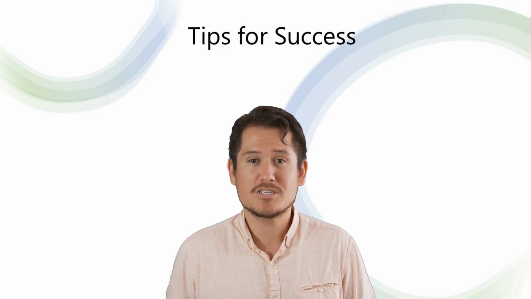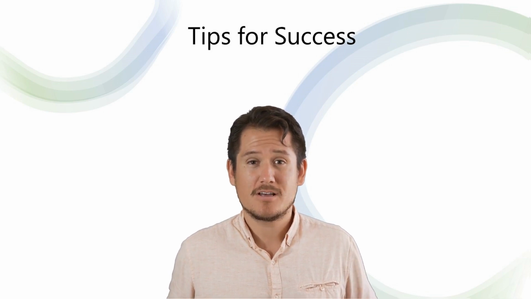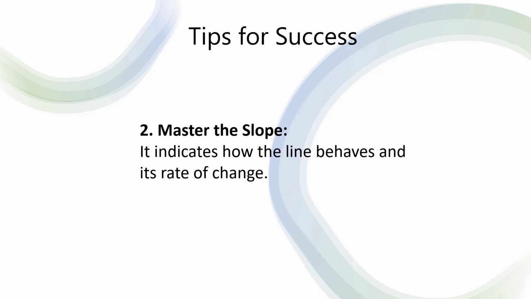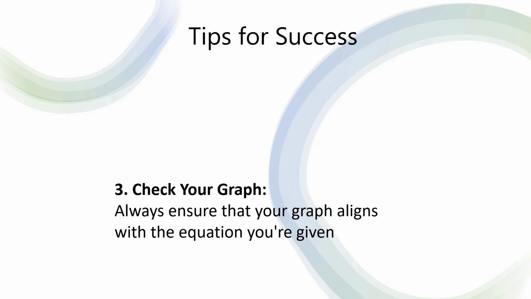Here are 3 tips for success with graphing linear equations. Tip 1. Use the y-intercept. The y-intercept is a great starting point. It tells you where the line crosses the y-axis. Tip 2. Master the slope. Understand the slope. It indicates how the line behaves and its rate of change. Tip 3. Check your graph. Always ensure that your graph aligns with the equation you're given. It's a powerful way to confirm your work.